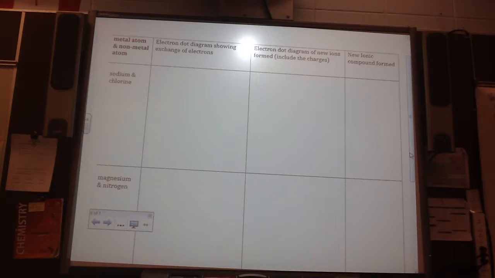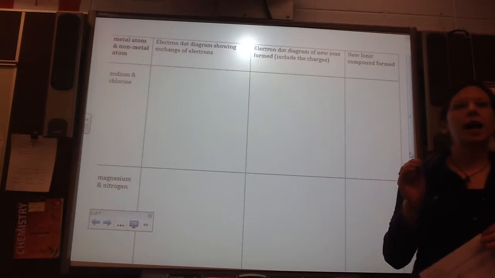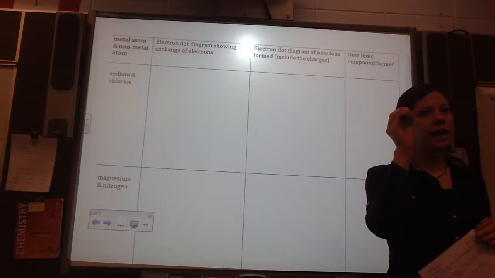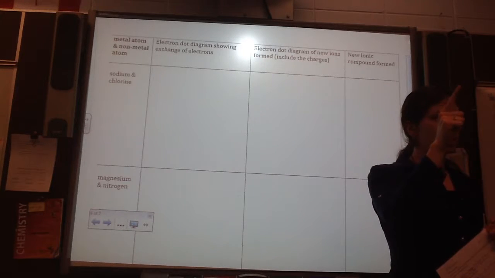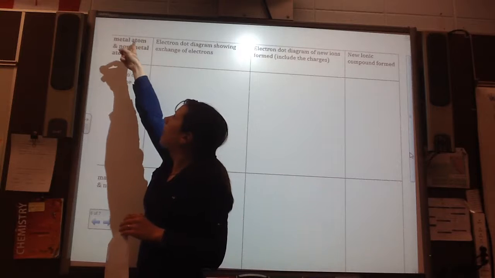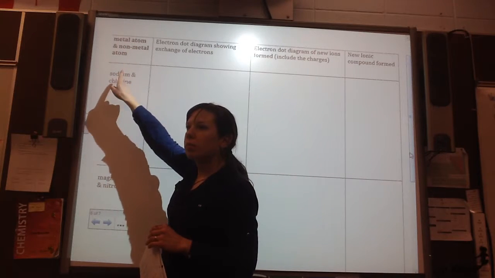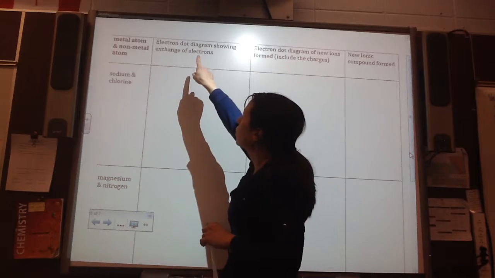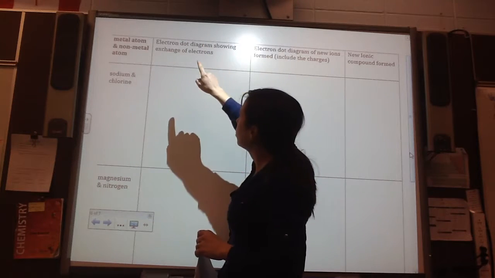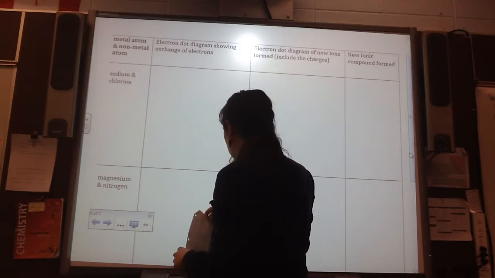Okay. So when we have an ionic compound, you get to have a cation and an anion. So generally, a metal atom and a non-metal atom. So say we start with a sodium and a chlorine. So first we draw the electron dot diagram showing exchange of electrons.